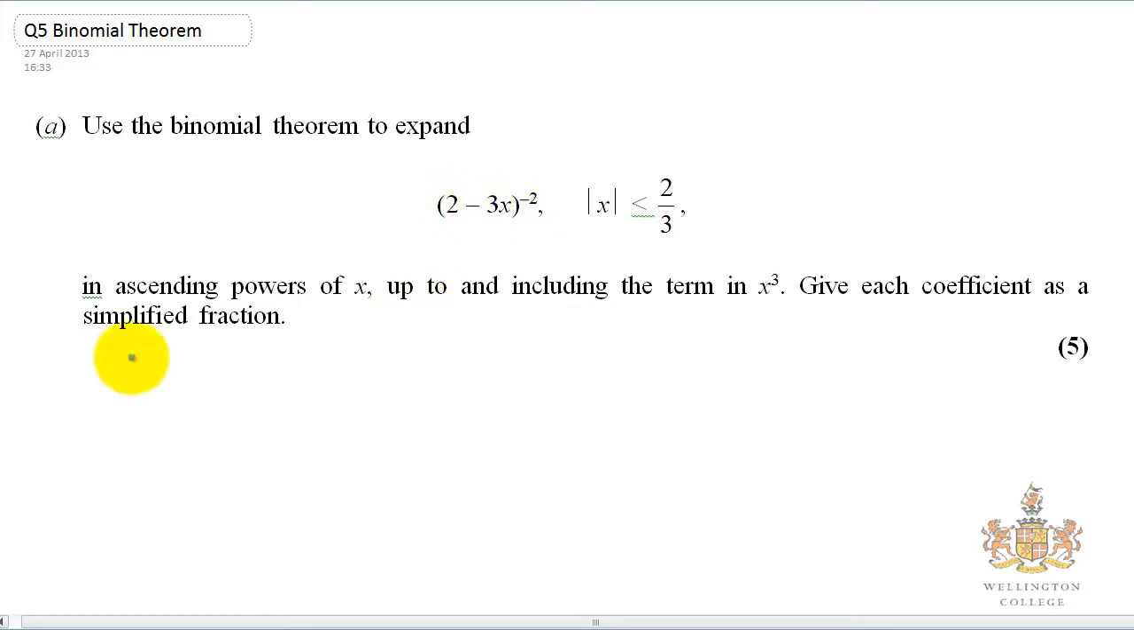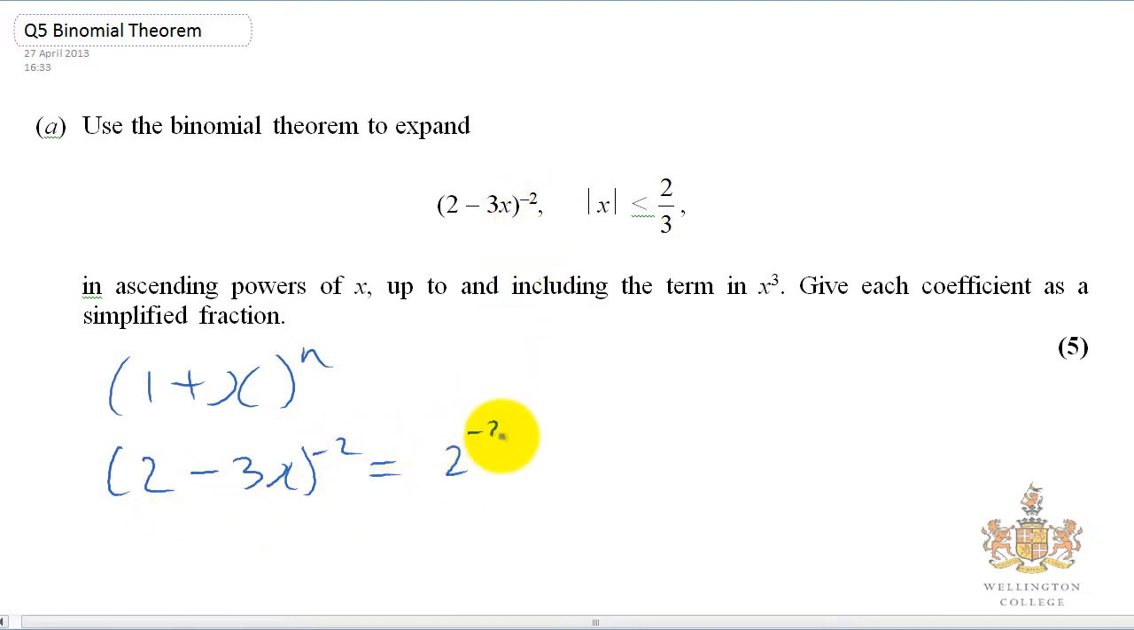First of all, we need to get them in the form of 1 plus x to the n. And here we can see we've got 2 minus 3x to the -2, so we've got to change that 2 into a 1. We do that by dividing by 2. So we need to take out a common factor of 2, and when we take it out we need to raise it to the power of -2. So 2 minus 3x to the -2, take out a factor of 2, raised to the power of -2.